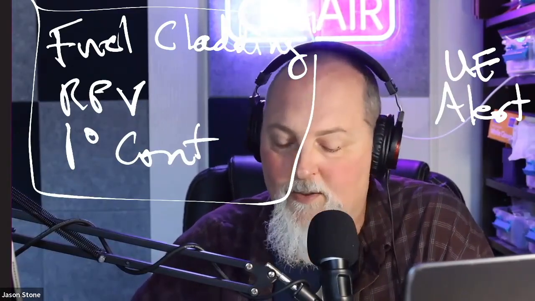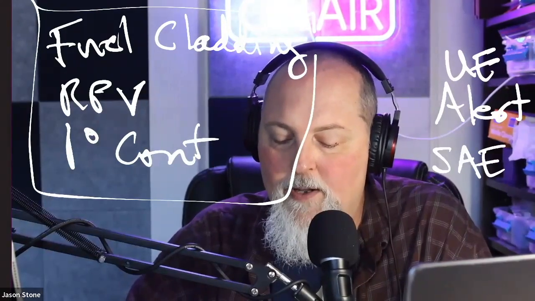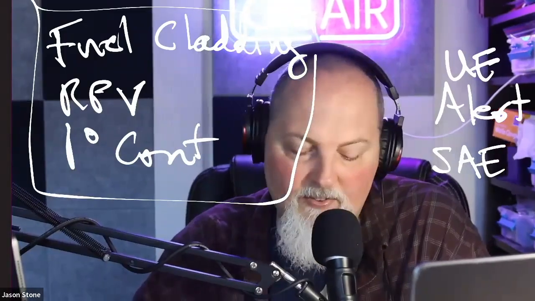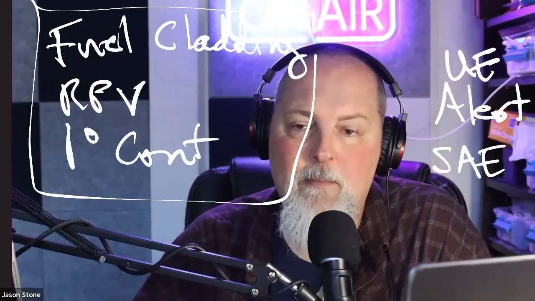The next one is where things get a little heavier. It's called a site area emergency. A site area emergency is a loss of any two of those three barriers.